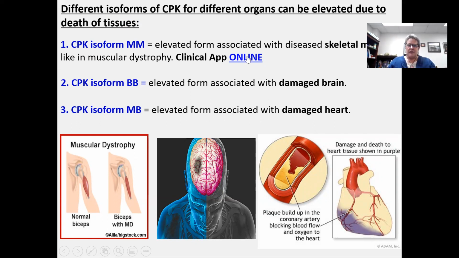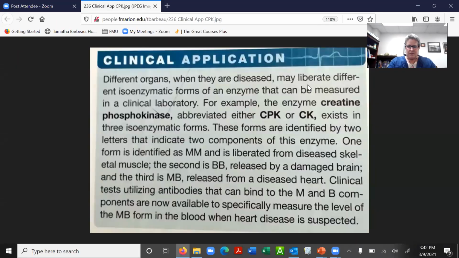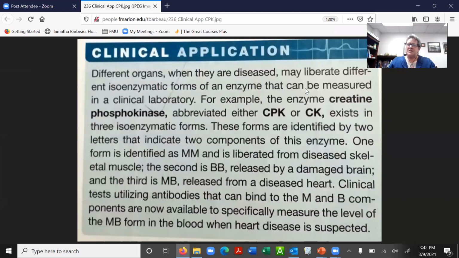All right, so if we look at the clinical app online, we'll make it bigger here. Different organs, when they're diseased, liberate isoenzymatic forms of CPK. So, MM is from diseased skeletal muscle, BB, damaged brain, and MB from diseased heart. Okay? All right.